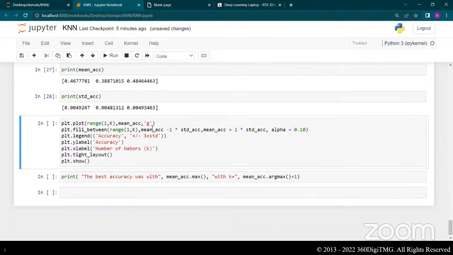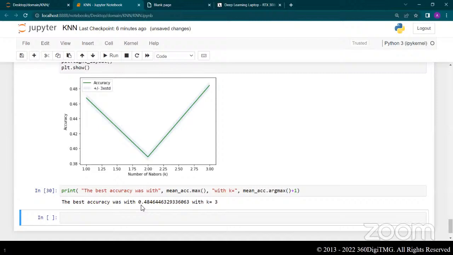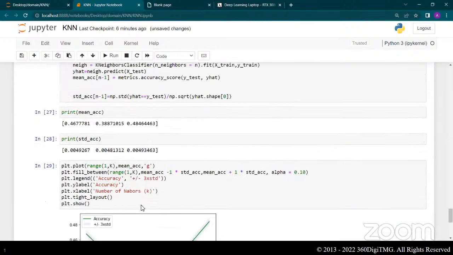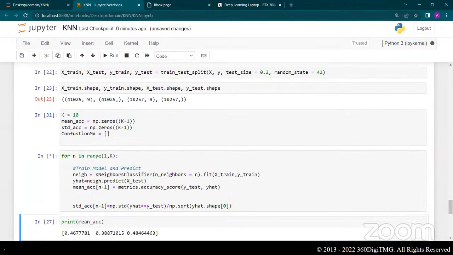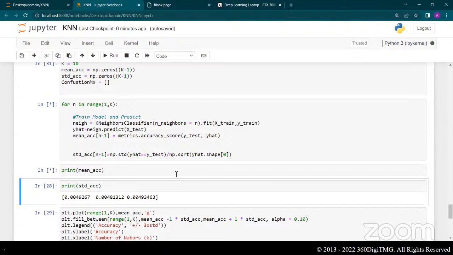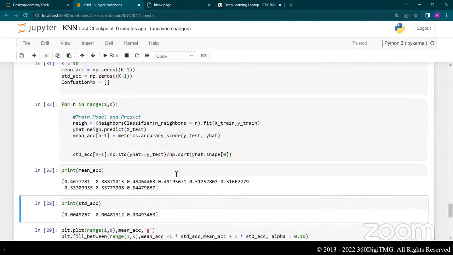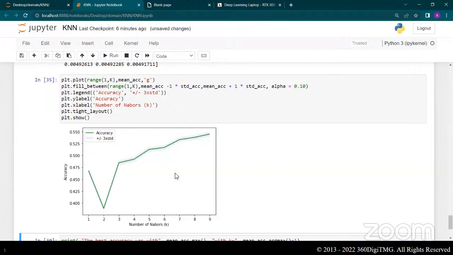Now, at K of 2, the accuracy is lowest. Okay, so accuracy is 48%, but K value is 3. Now, if we take K value as 10, now we'll let it fit again. Now we see the accuracy is improving slowly but steadily. It is improving. Okay.